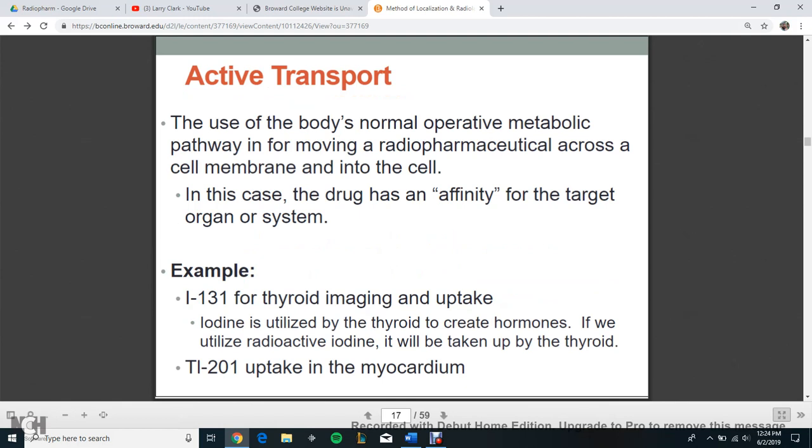Active transport. The use of the body's normal operative metabolic pathway for moving a radiopharmaceutical across a cell membrane and into the cell. In this case, the drug has an affinity for the target organ or system. An example would be iodine-131 for thyroid imaging and uptake. Iodine is utilized by the thyroid to create hormones. If we utilize radioactive iodine, it will be taken up by the thyroid. Thallium-201 is taken up in the myocardium.